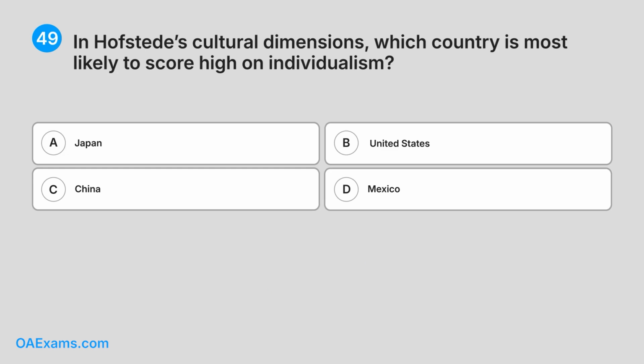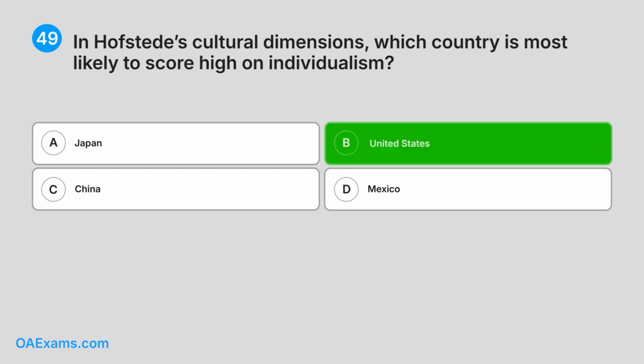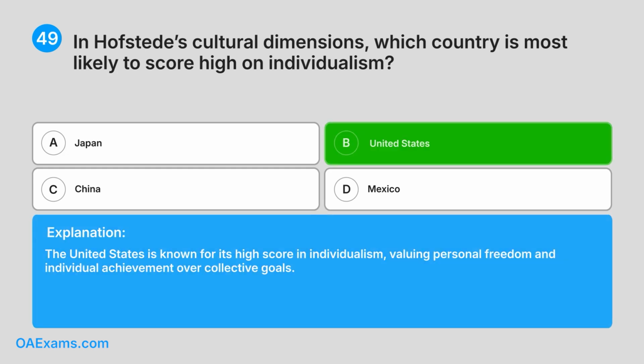Correct answer, B. United States. Explanation. The United States is known for its high score in individualism, valuing personal freedom and individual achievement over collective goals.